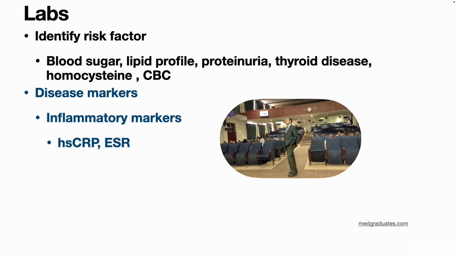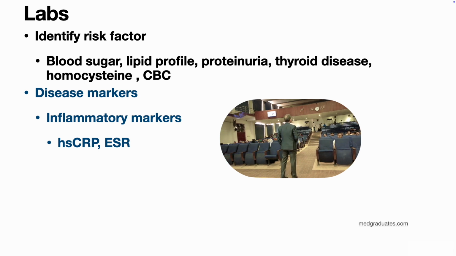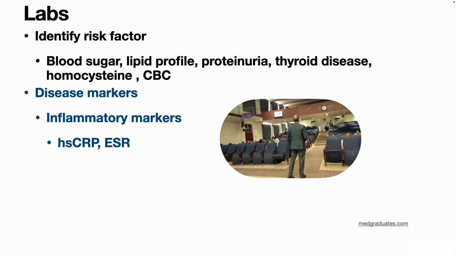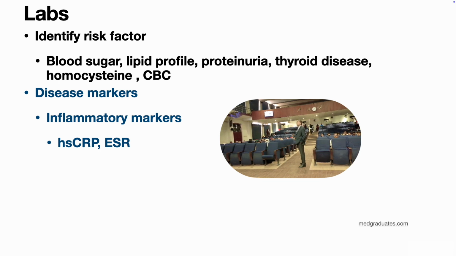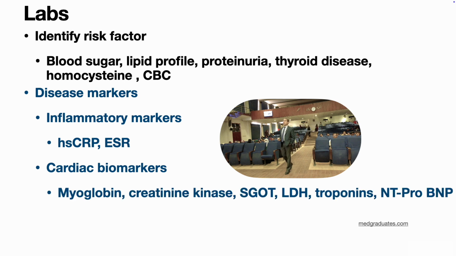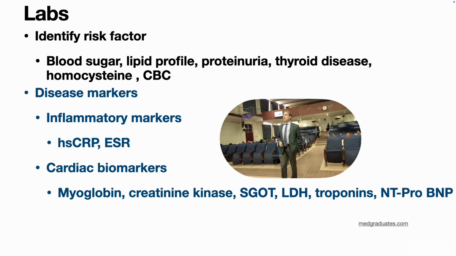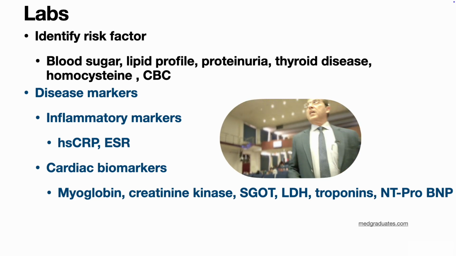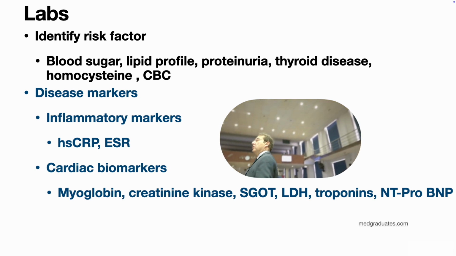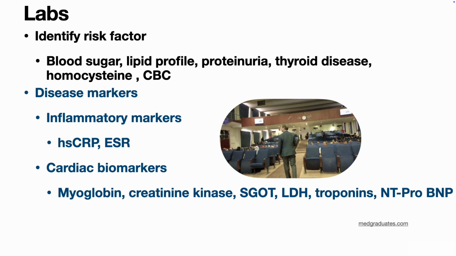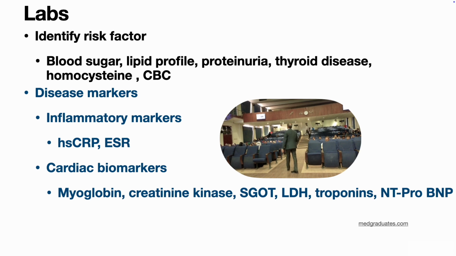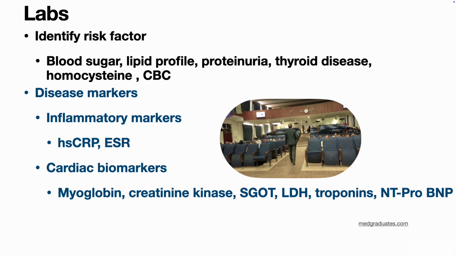Inflammatory markers like high sensitivity CRP. High sensitivity CRP relates to the presence of atherosclerotic cardiovascular disease, because atherosclerotic cardiovascular disease is possibly an inflammatory disorder. And then you get cardiac biomarkers: myoglobin, creatine kinase, SGOT, LDH, troponins, troponin T and I, which you mentioned, and then N-terminal pro-BNP. So you can use these as markers of the disease.